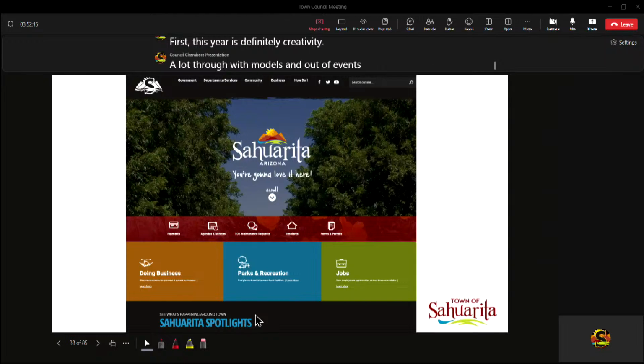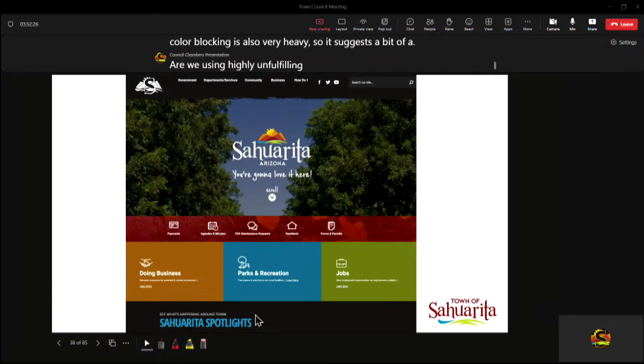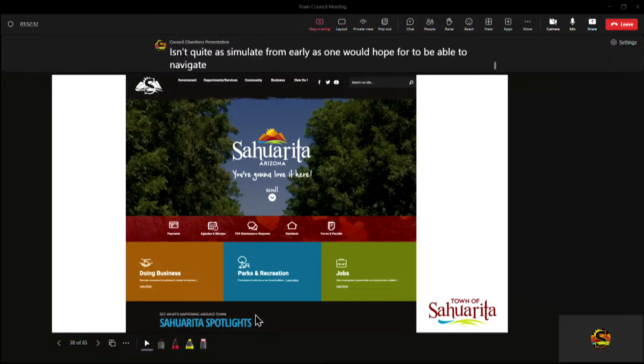Dustin Sinclair is going to be in your face a lot with photos and out at events and things like that. The color blocking is also very heavy, so it suggests using heavy on top of heavy, but the tone isn't quite as light and airy as one would hope for to be able to navigate the different sections with ease.